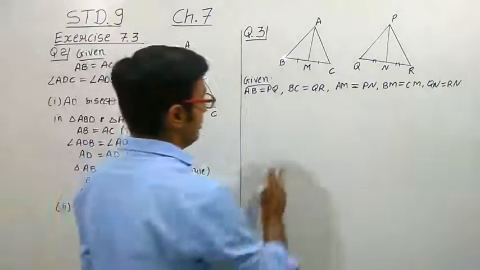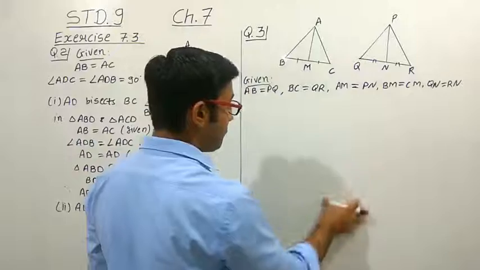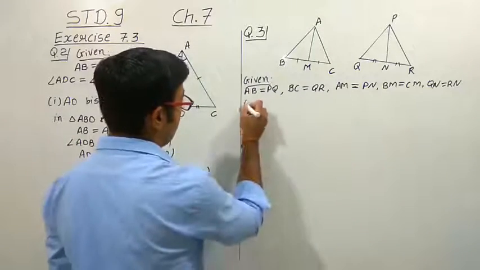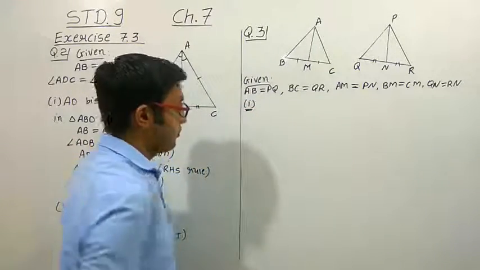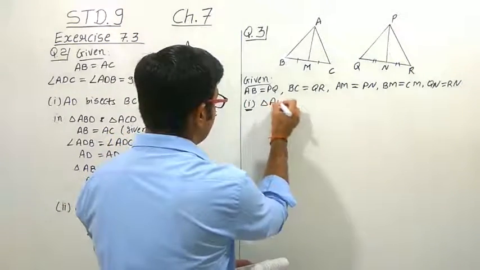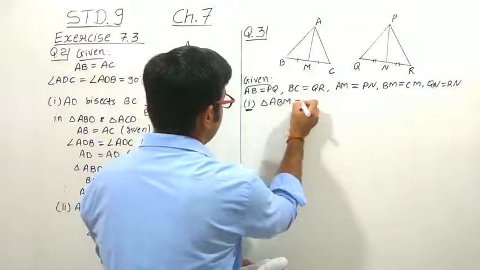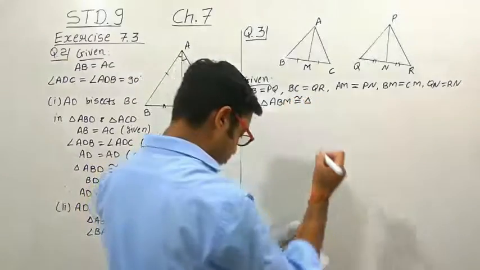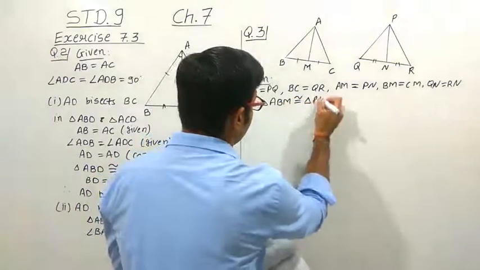We have to write down these things that will help us to prove whatever we have to prove. First thing we have to prove is that triangle ABM is congruent to triangle PQN.